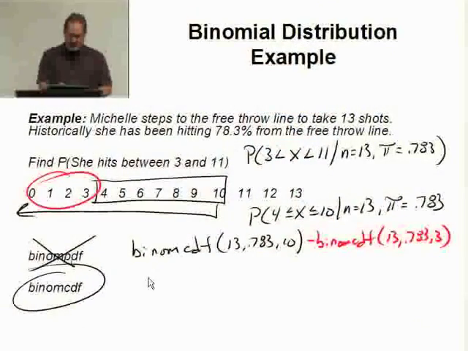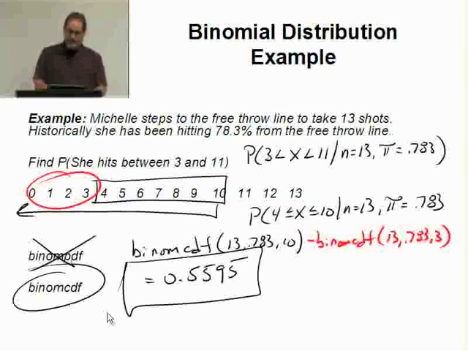It is 0.5595. There it is. Okay, that's going to wrap up this particular section. And the next one, we'll take a look at calculating the mean and the variance for a binomial.